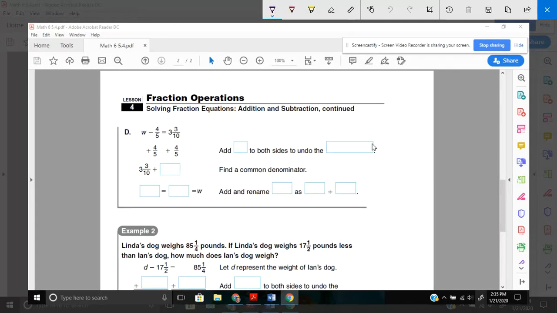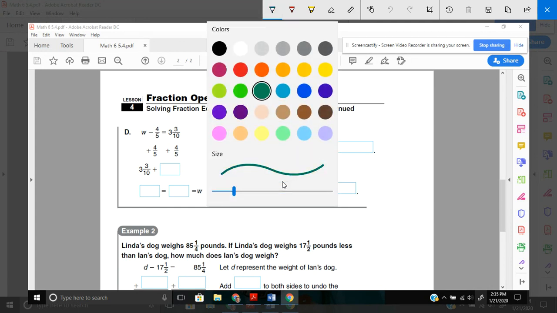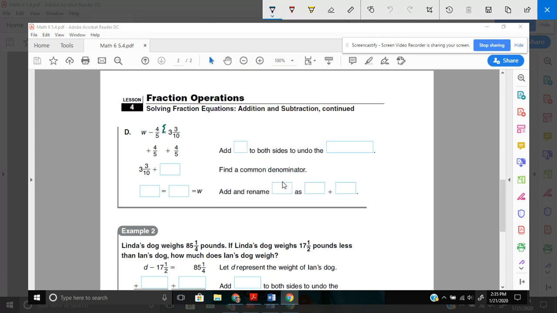Just seeing another example, it says W minus 4/5 equals 3 3/10. Right? W is being subtracted by 4/5, so we need to add 4/5 to both sides to undo the subtraction. All right, subtracting 4/5, adding 4/5 opposite, I'll be left with W equals. And now I need to rewrite 4/5 as tenths. So I need to get this into tenths, times by 2 would give me 8/10.